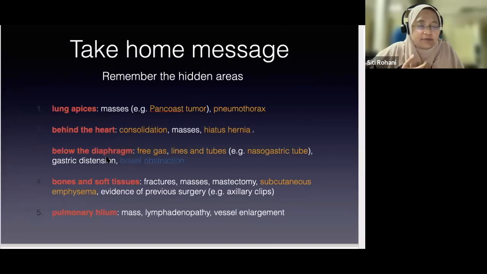Okay. So my take-home message is just remember the hidden areas: lung apices, for abscess, pneumothorax or masses such as pancreatic tumor. Behind the heart, look for consolidation, mass or hiatus hernia. Below the diaphragm, especially free gas, lines and tubes is very important. Gastric distension, bowel obstruction, and don't forget about bones and soft tissue. Trauma case especially, look for fractures. Follow the lines of every bone, every rib, so that you do not miss fractures.